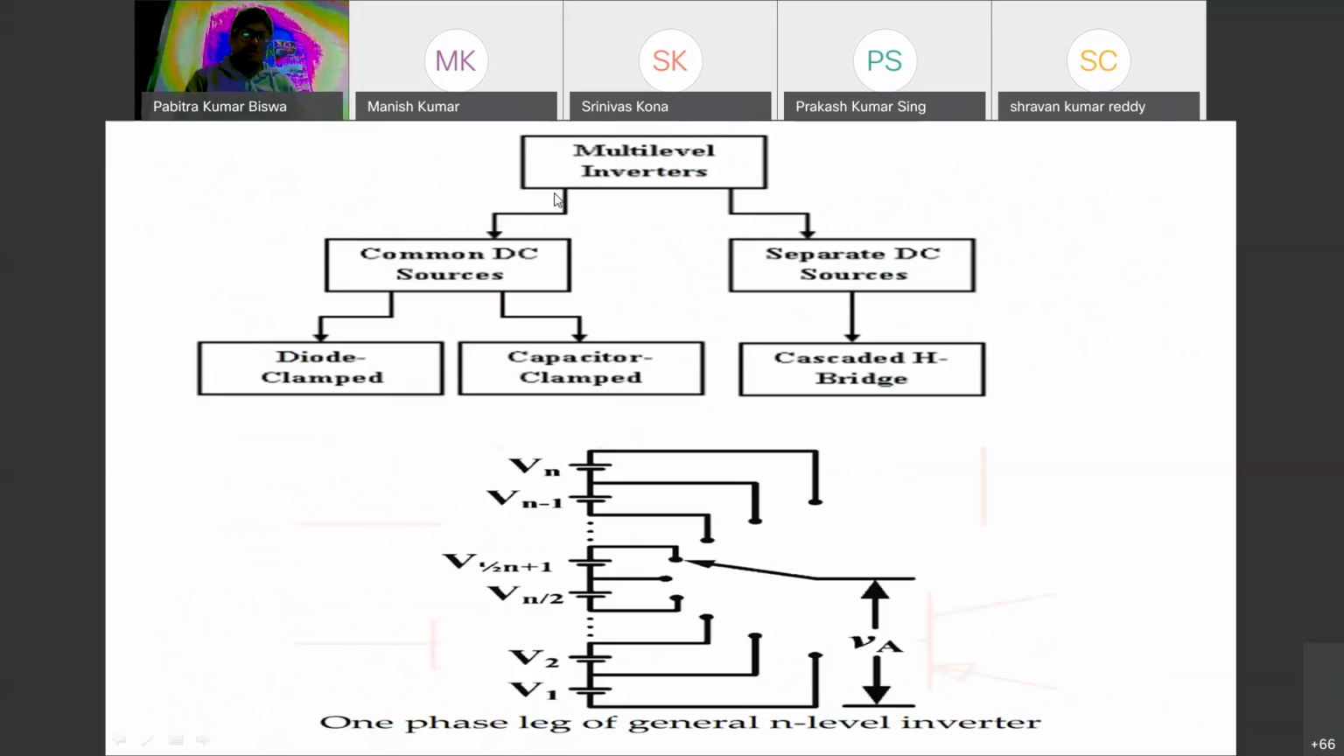We have to consider the common source, as I already told, and separate sources. This is a simple one leg, one phase leg. We have n levels. We have to consider the switches and capacitors connected, V1, V2, up to Vn, connected in such a way.